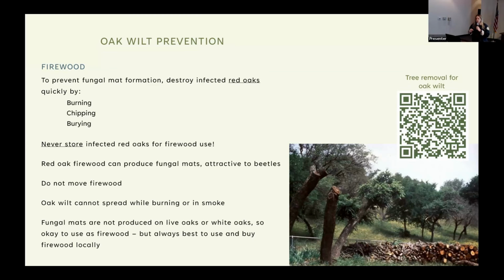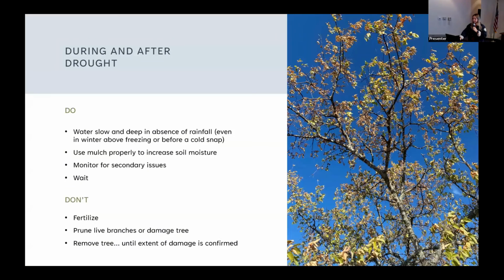And then live oaks and white oaks cannot produce the fungal mat, the fruiting body of oak wilt. So it is okay to use those species as firewood, even if they died of oak wilt, but it's still recommended to use firewood locally to not spread other issues.